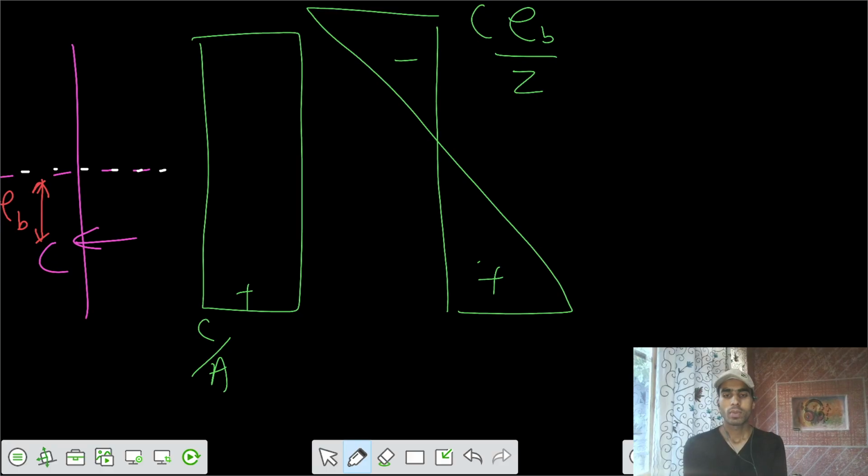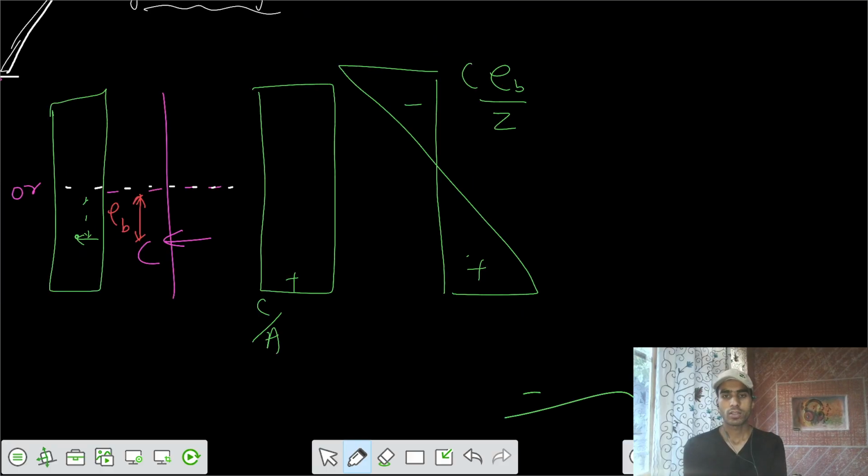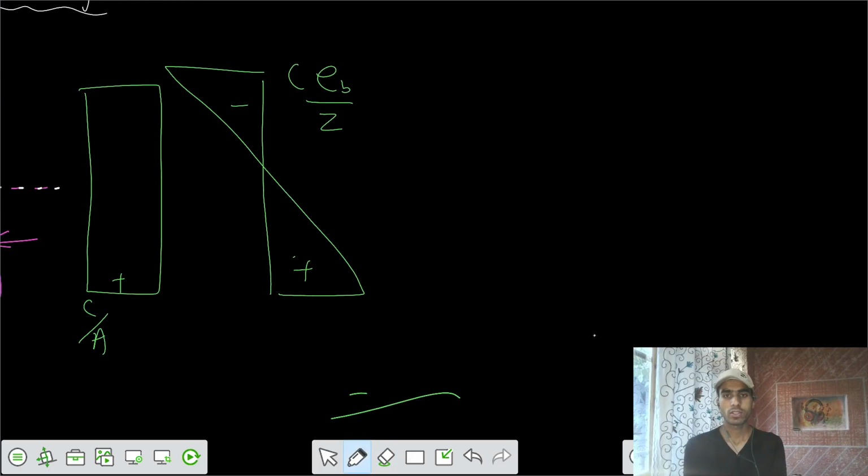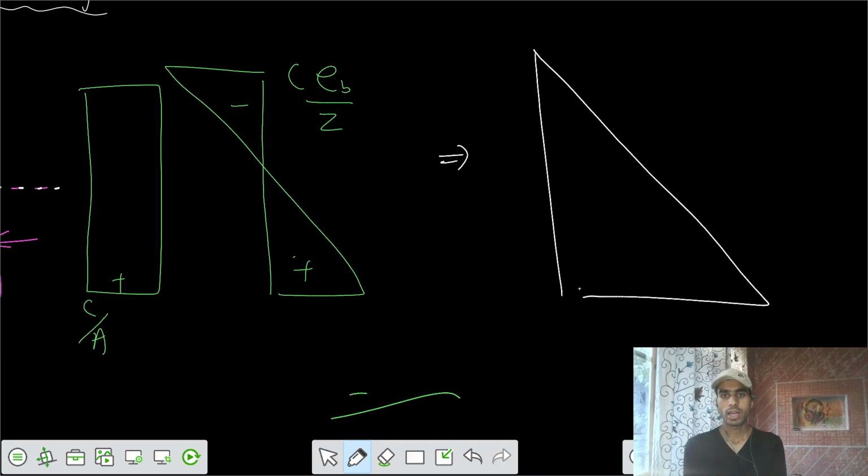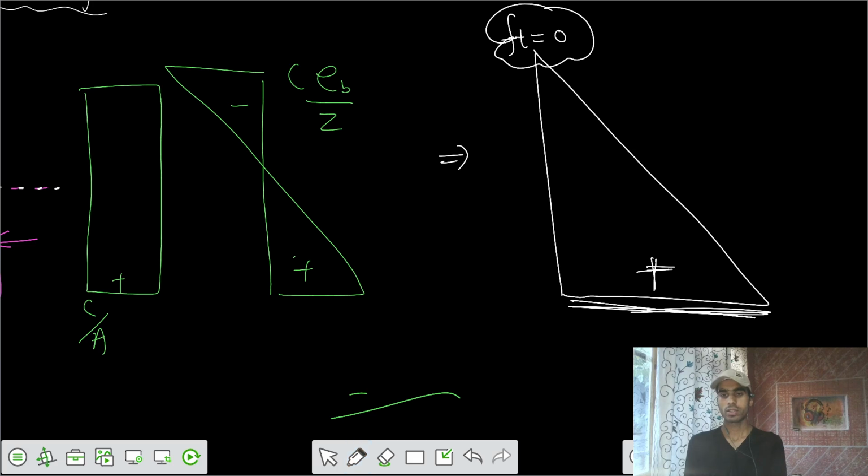So I don't want any tensile stress for this condition also. So the net value should be equal to that. Here the stress should be 0. That tensile stress should not be there, such that here I can say tensile stress should be 0. So here might be some positive value, but I don't care about positive. I'm saying that I don't want any tensile stress.